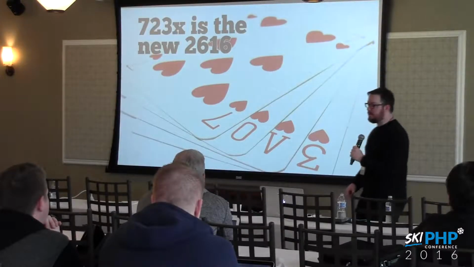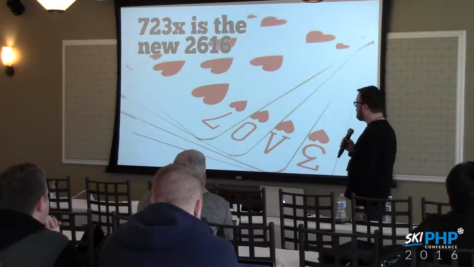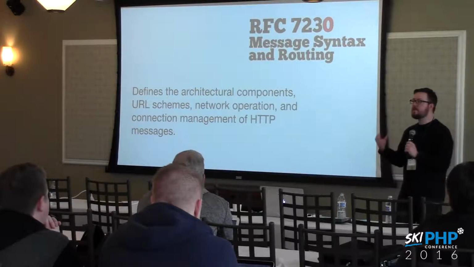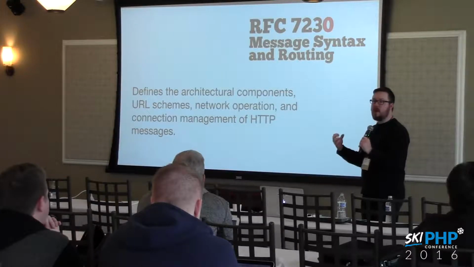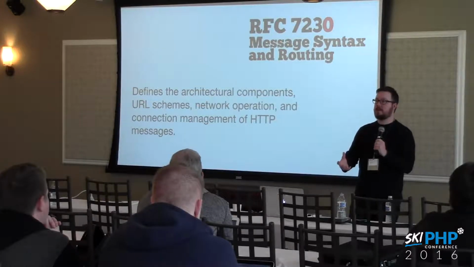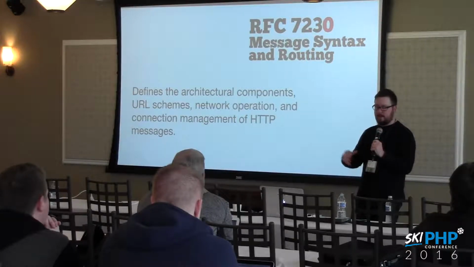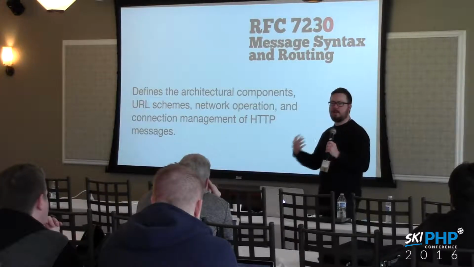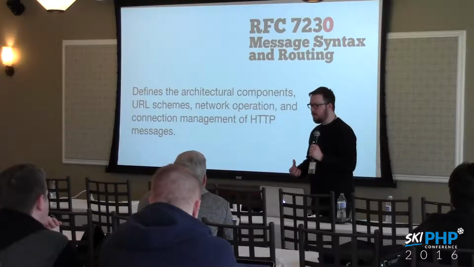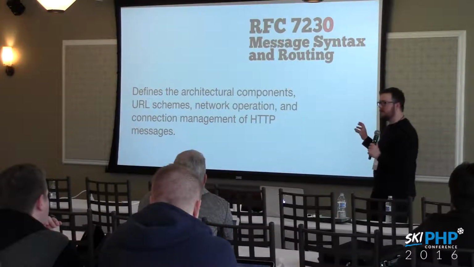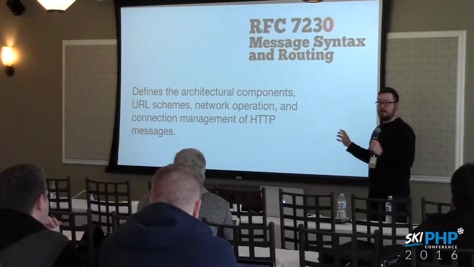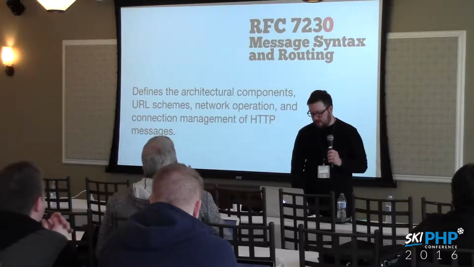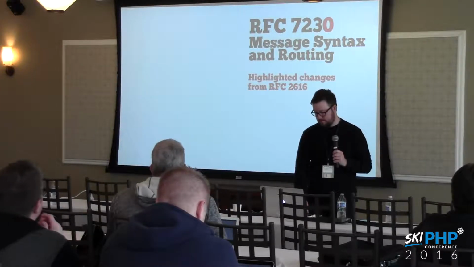So the first one is the message syntax and routing RFC, or well, 7230 is the new 2616. This is what defines how HTTP goes across TCP. This is really at the very low level, the nuts and bolts of everything, and it also defines how the URL structure looks. Things that we don't really have to concern ourselves with a whole lot because we take it for granted that it just goes over the network as it's supposed to. But there are a few things that might be important to us.